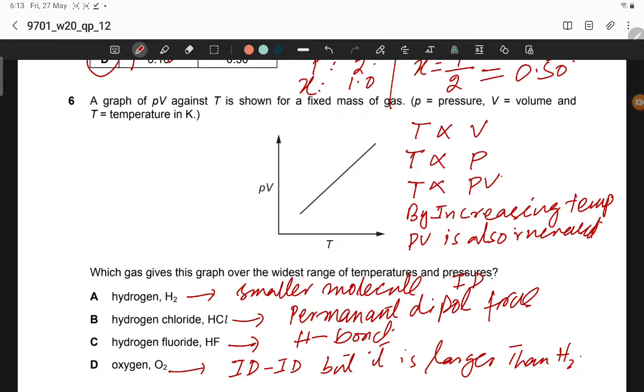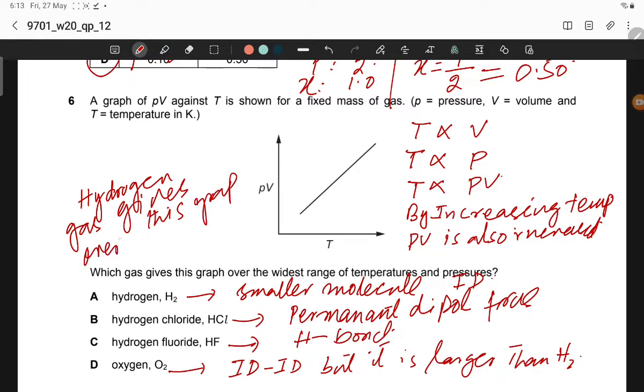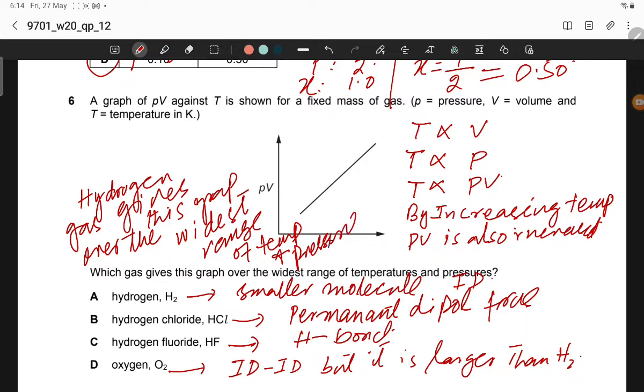So hydrogen gas gives this graph over the widest range of temperature and pressure. So A option is correct.